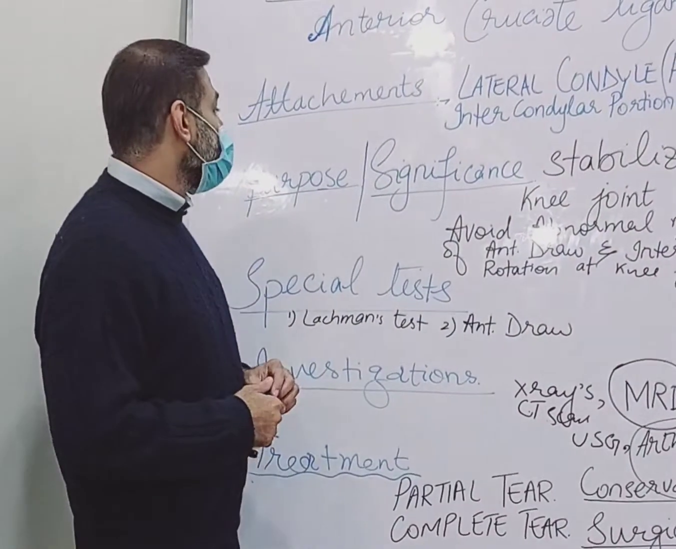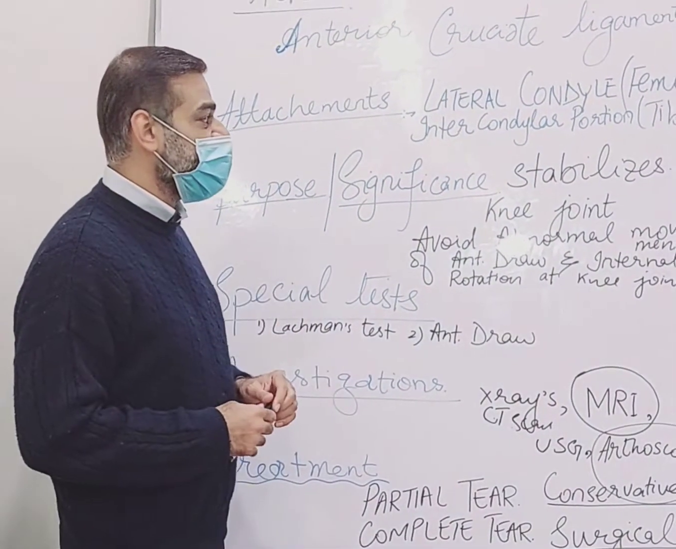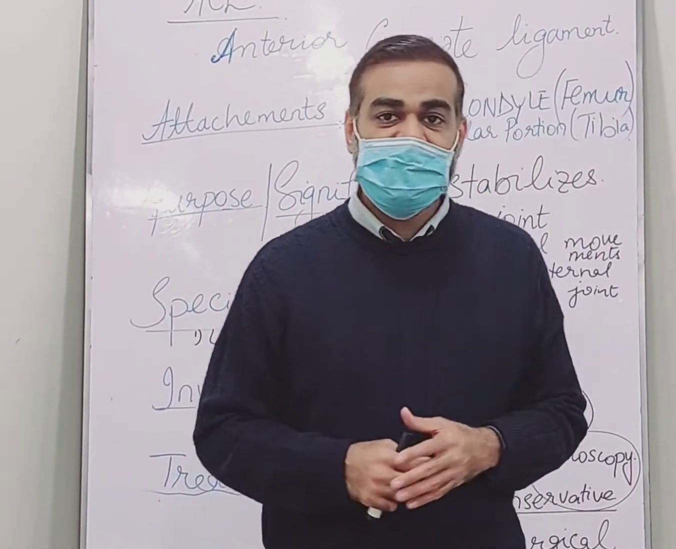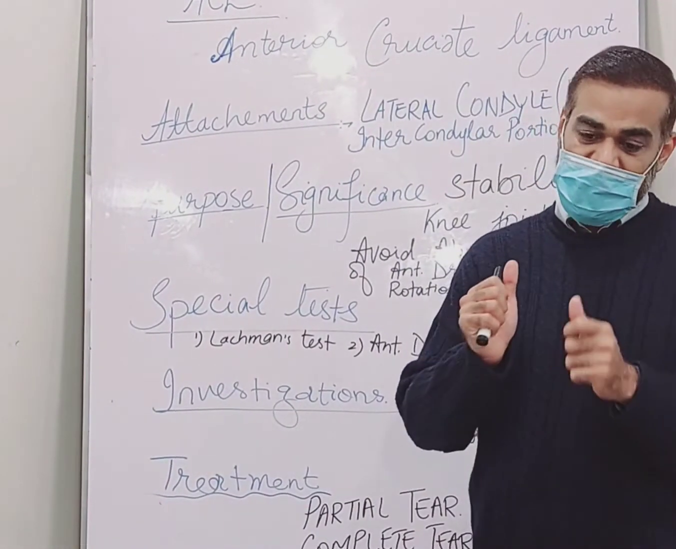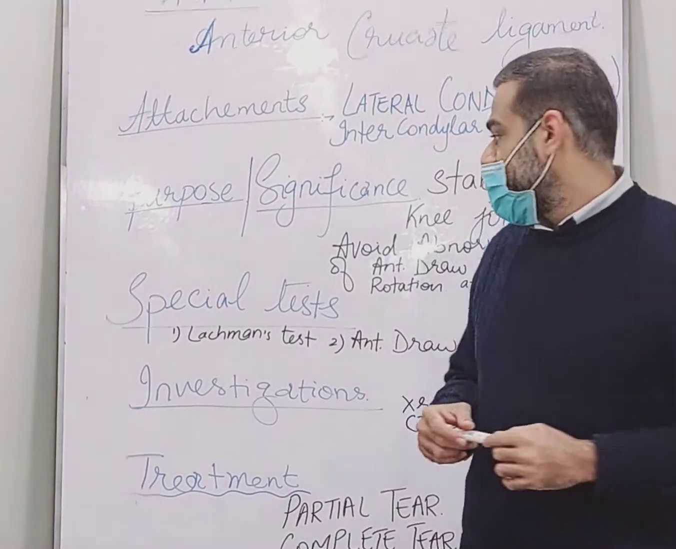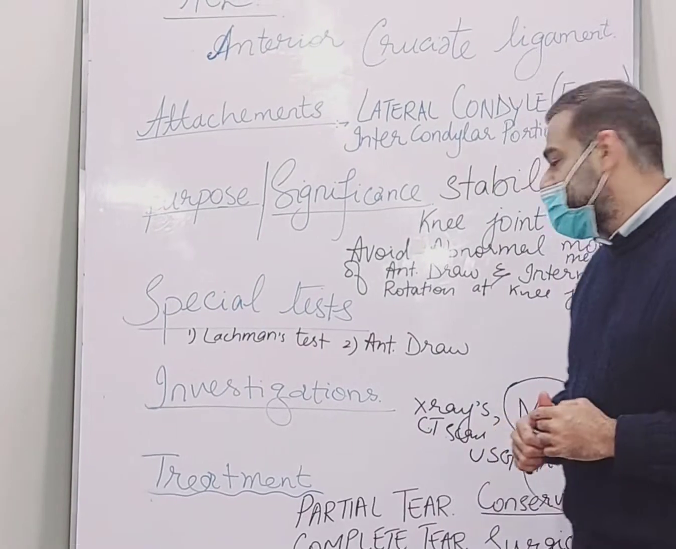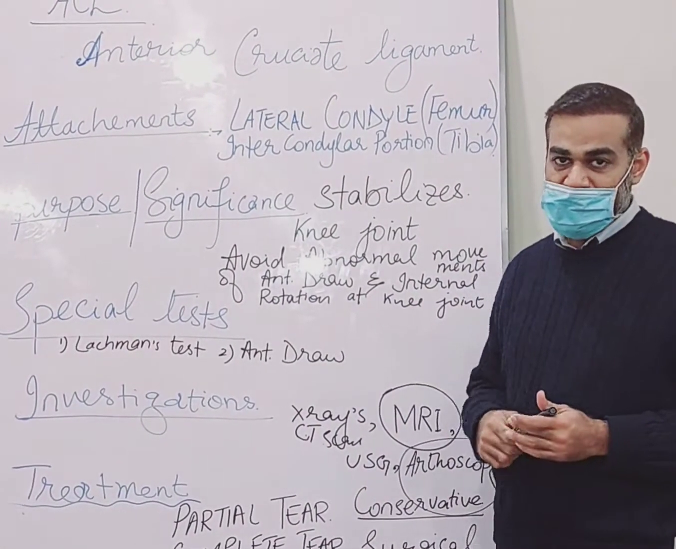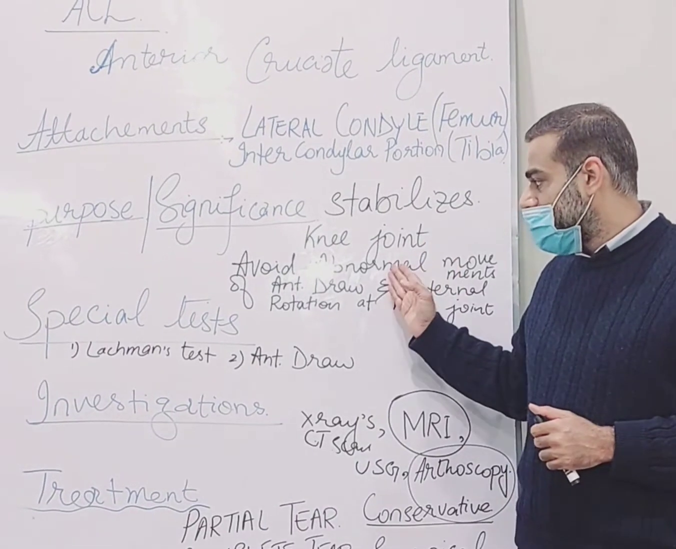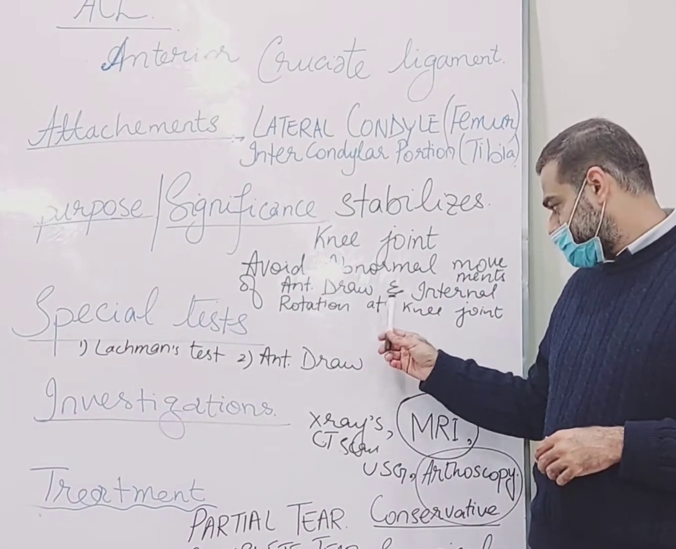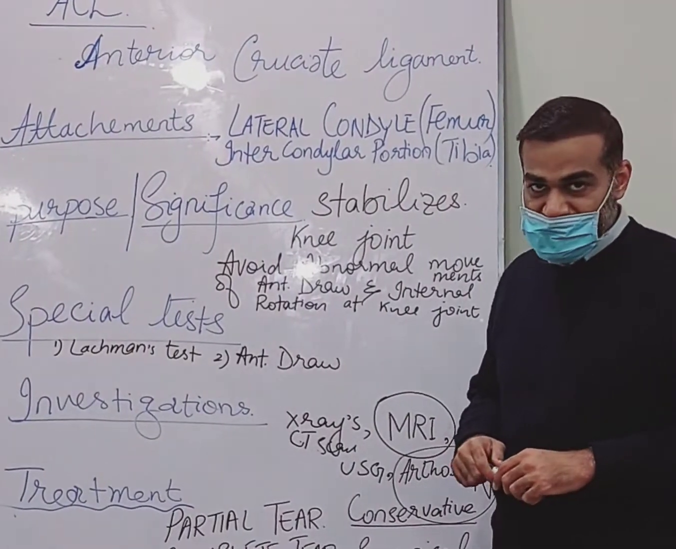Its basic function, purpose or significance is that it stabilizes the knee joint. It stabilizes against the anterior draw movement of the knee joint, and it also resists internal rotation at the knee joint. So it avoids these two abnormal movements: one is the anterior draw movement and the other one is internal rotation at the knee joint.